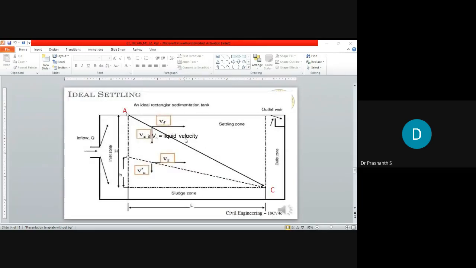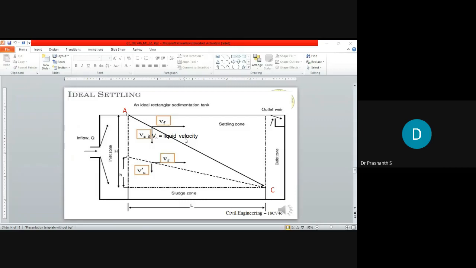Now let us see how a particle is going to settle down in the rectangular sedimentation tank. An inflow is there, the inlet zone, and it is uniformly distributed. Particles are moving in the horizontal direction. When the particle enters at point A, it tends to settle down because of gravity, moving in the downward direction. As the water is flowing horizontally, it is subjected to two forces: one is the horizontal velocity Vf, and the other is the gravitational settling velocity Vs.